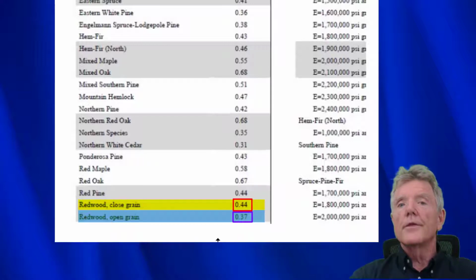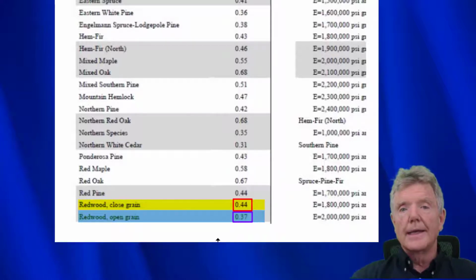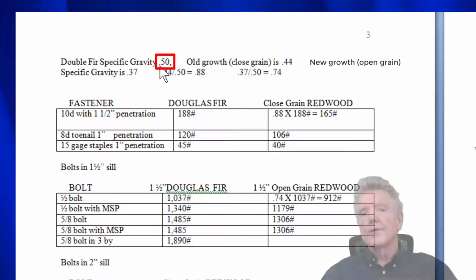So we need to look at all those different types of wood and the specific gravity and see how it impacts the fasteners. And by fastener, I mean a bolt, a lag screw, a nail, a staple, anything that connects two pieces of wood together. The first thing we need to be aware of is what the specific gravities are. So for Douglas fir, it's 0.50. And the reason Douglas fir is so important is that that is our baseline.